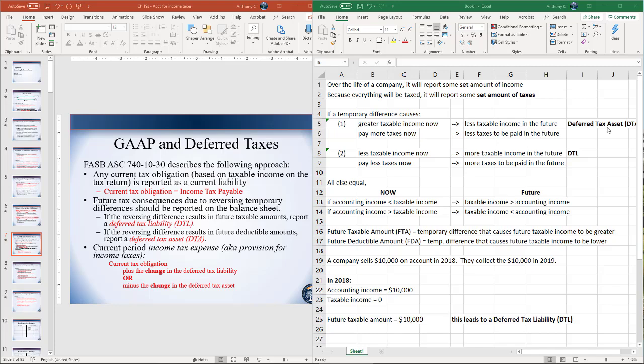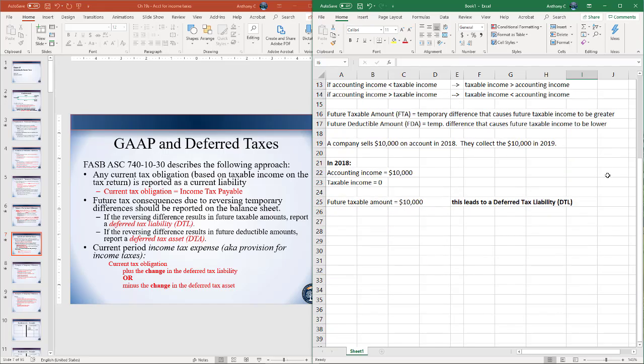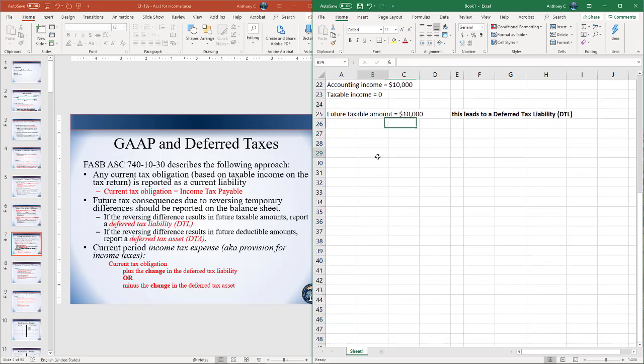Now, we said earlier our goal in this chapter was to understand the journal entry we make for income tax payable and income tax expense. Let's quickly go over what we know so far. If we're going to recognize income tax expense, we would do that with a debit. And if we're going to recognize income tax payable, we're going to do that with a credit.